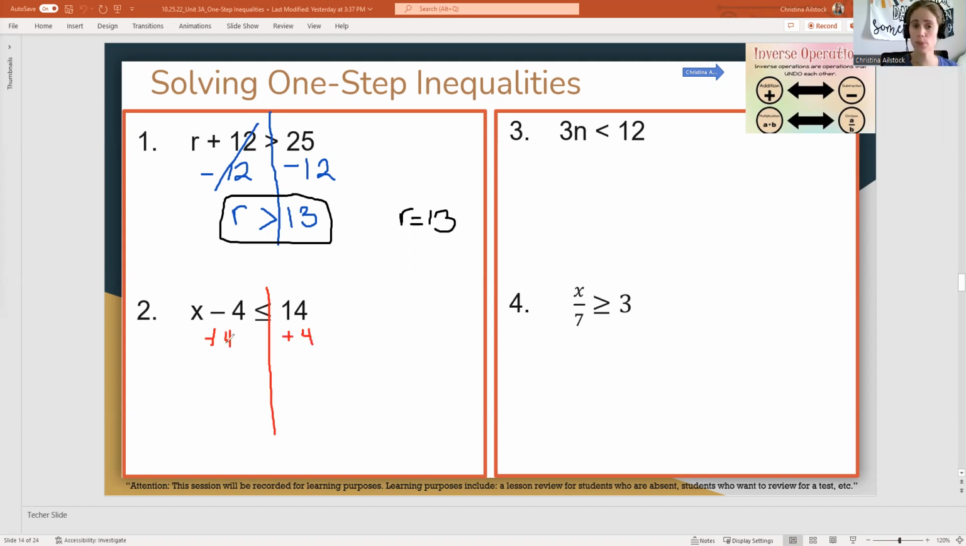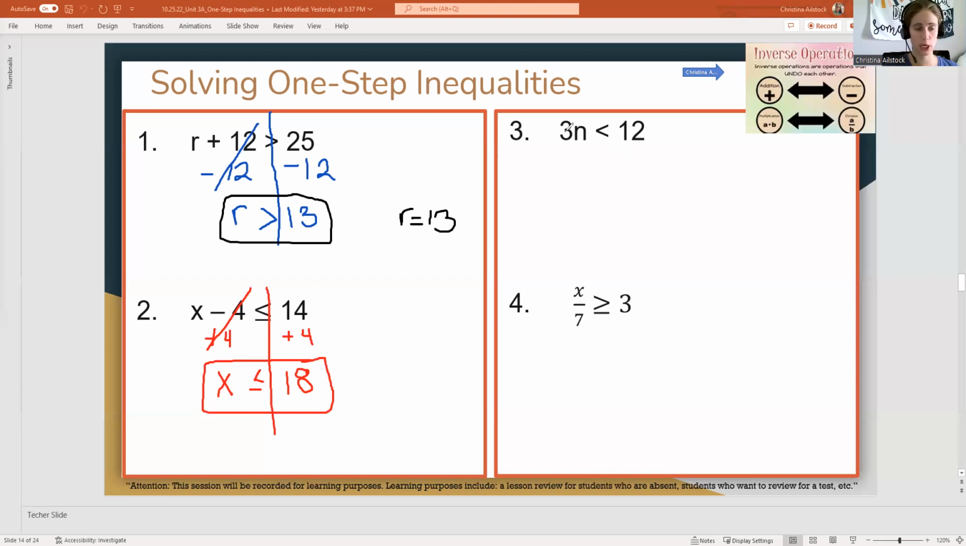So negative 4 plus 4, or a minus 4 plus 4, however you want to say it, is 0. We're just left with x and then bring down your inequality sign. 14 plus 4 is 18. That means x is less than or equal to 18. We are done. We solved for our variable. It's by itself.